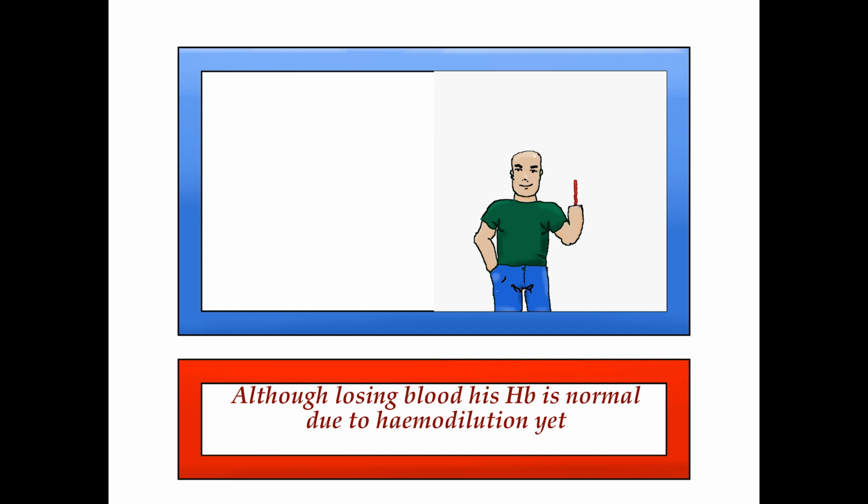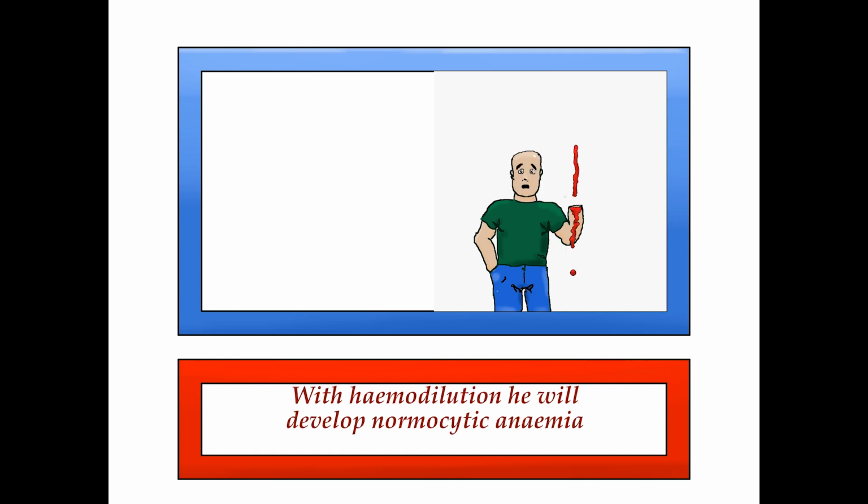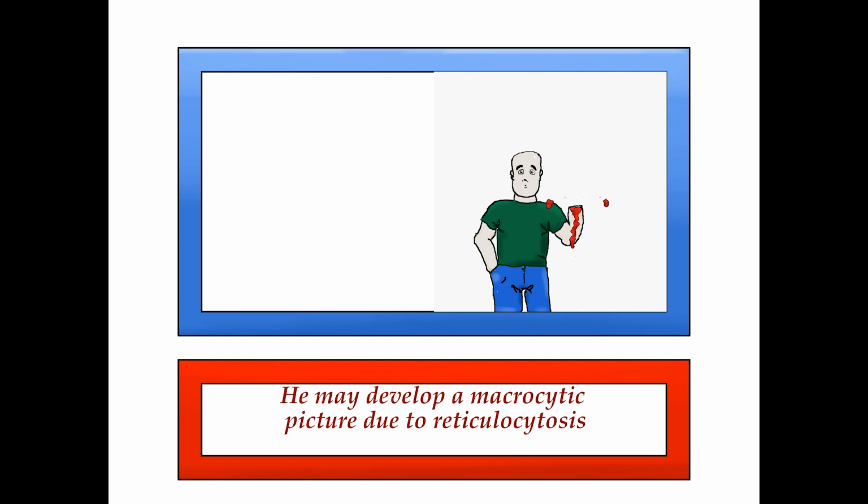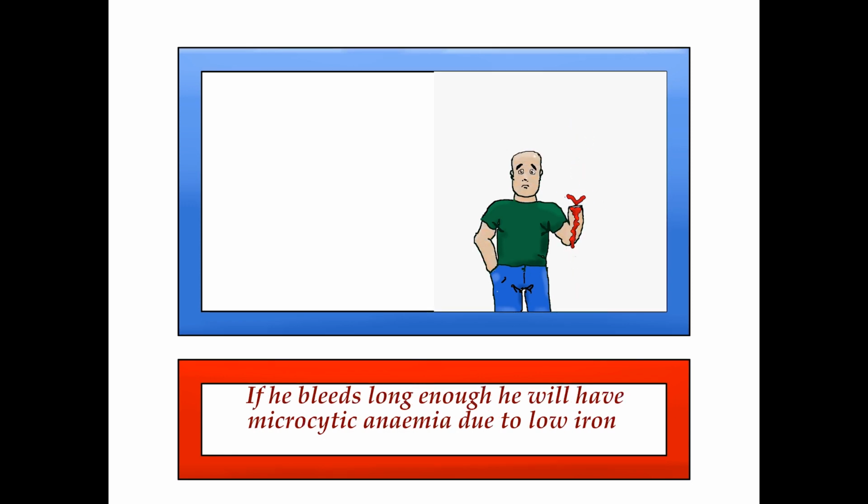Initially, even though it's clear to the independent observer that he's losing blood, his haemoglobin will actually be normal because he hasn't started to haemodilute yet. As he starts to haemodilute, he may start to develop a normocytic anaemia due to the reduction of red cells. But if he's lucky, he may develop a macrocytic anaemia, because even though he's losing red cells, his marrow will release reticulocytes to compensate for the blood loss. But if the bleeding continues long enough, he will become iron deficient and develop a microcytic anaemia.